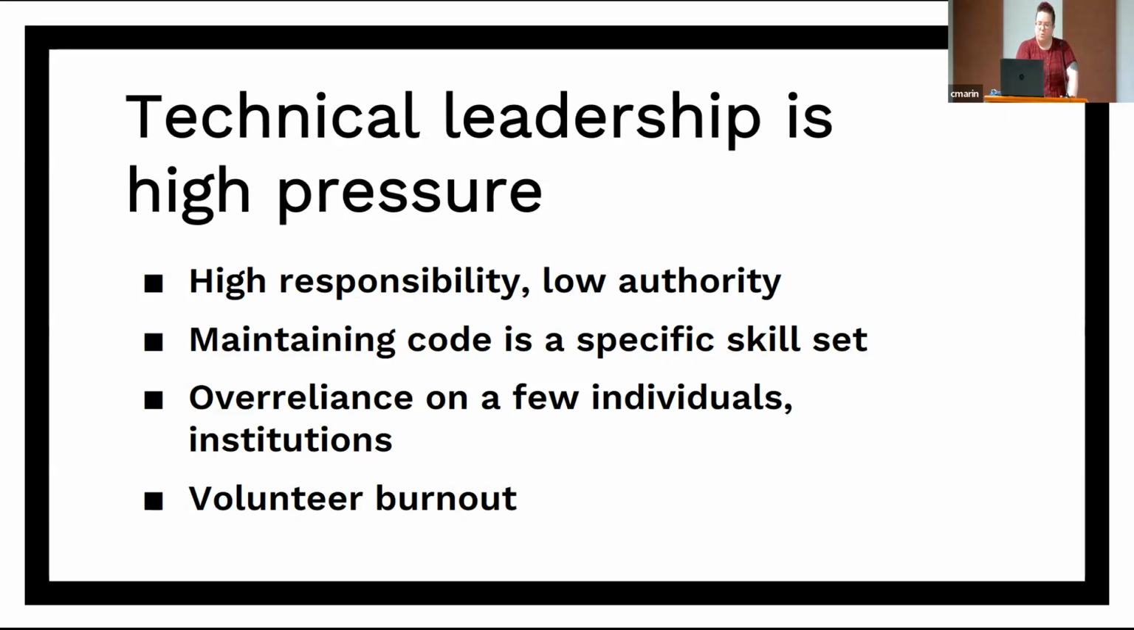They have no actual control over who's available, when, for how long, or who can do what tasks. That is a high stress position. Also, maintaining code is a specific skill set. Not everyone who can write software can maintain community code, and not everyone is interested in maintaining community code.